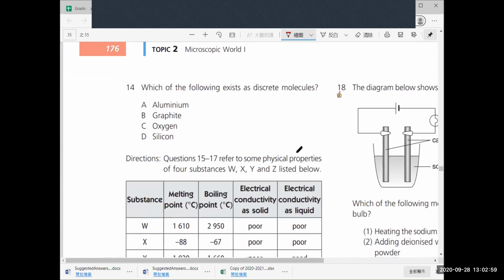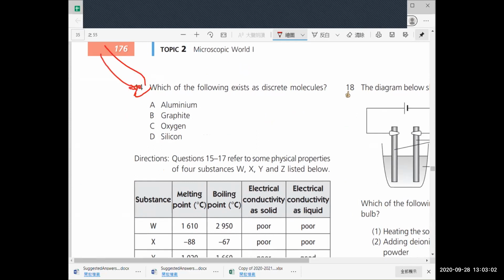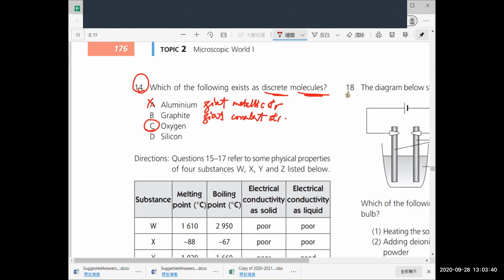And finally, you take a look at question 14. Which of the following exists as a discrete molecule? Discrete molecule, separate molecules, okay? So take a look. Simple structure. Which one has a simple structure? The answer is... now this one is a giant metallic structure. No. Graphite is a giant covalent structure. You will know it in the next lesson. How about oxygen? Yeah, this is C, okay? Silicon is also a giant covalent structure. And you will know B and D later.